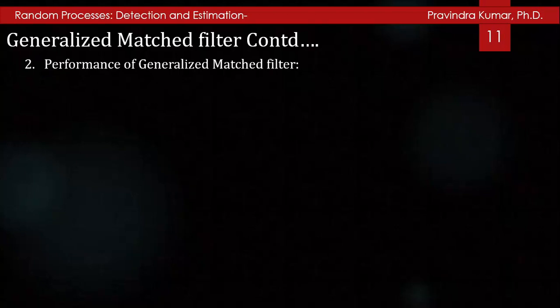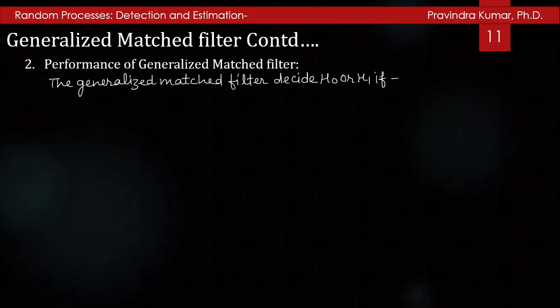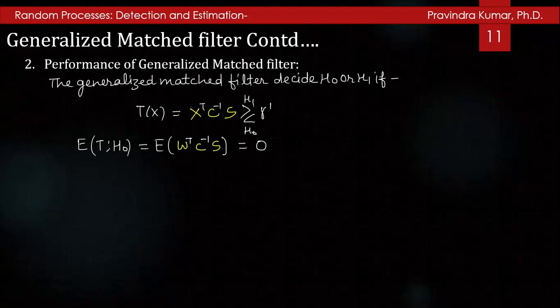Now the performance of the generalized matched filter. The generalized matched filter decides H1 or H0 if the test statistic T x, equal to x transpose C inverse s, is greater than or less than gamma dash. The test statistic is Gaussian under each hypothesis, since it is a linear transformation of x. The first two moments of the test statistic under each hypothesis are as follows.